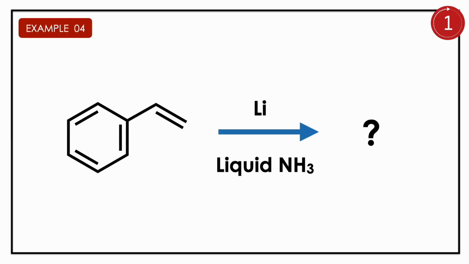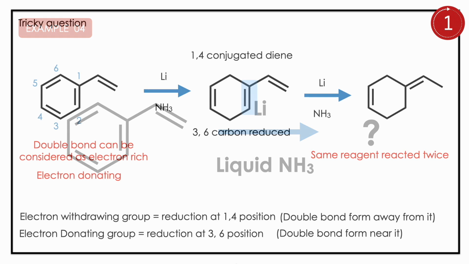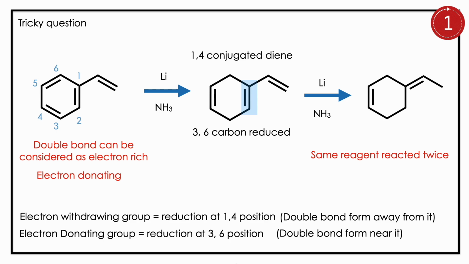Then the next example: you have benzene with an alkene side chain. You are reacting with lithium and liquid ammonia. You should find what will be the final product. The reaction is a little bit tricky. The starting material is styrene. The side chain is an alkene.